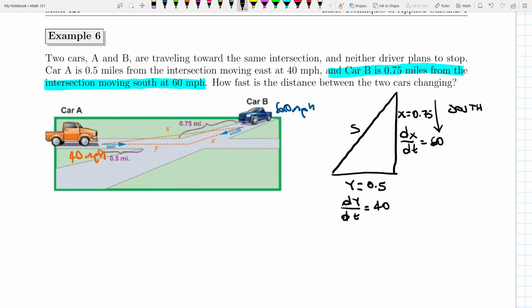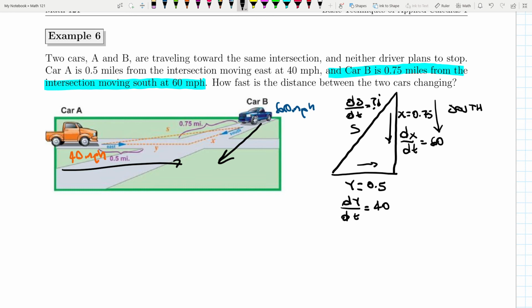All right. Now, the closer these two cars get, this distance will get smaller, that distance will get smaller, and so the distance s will get smaller as well. In other words, it's going to shrink. Now, there's also a change in the distance s with respect to time that we don't know what it is.